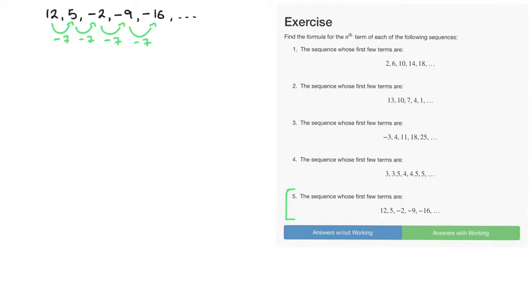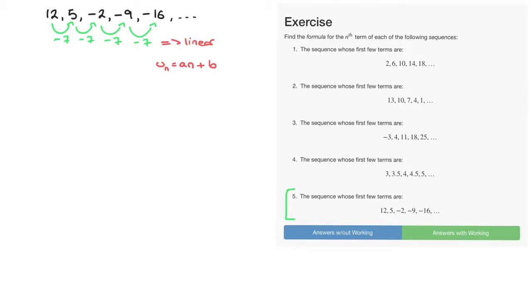Now, since we're always adding the same amount, -7, this sequence is linear. And since it's a linear sequence, it means its formula must look like this: Un equals A times n plus B. So our task now is to find the values of both coefficients A and B.